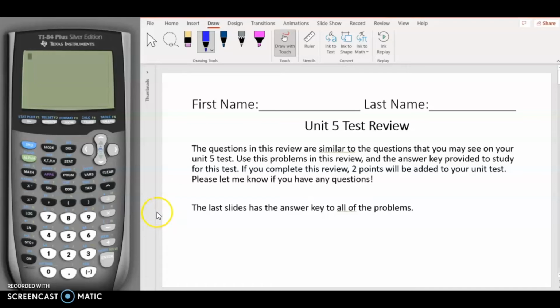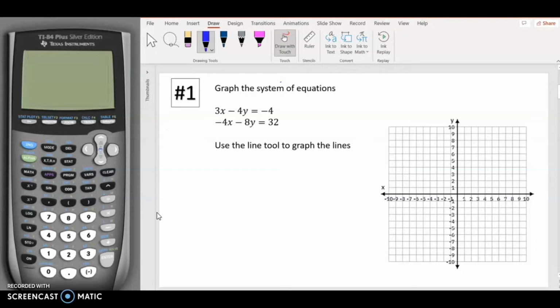Hi everyone, so in this video I'm going to go over the Unit 5 test review. So in this first problem it says to graph the system of equations and it gives you two equations. Notice that both of these equations are in standard form, so we'll need to convert them to y equals mx plus b form in order to be able to graph the lines.